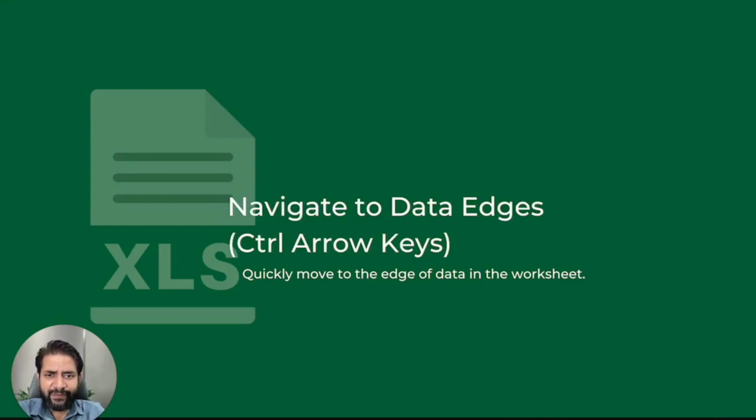The next shortcut that we will be seeing is to quickly move to the edges of the data in the worksheet using the shortcut key Control and the arrow keys. The arrow keys determine which direction you want to move. So it takes you to the edge of your data table. If you are at the top left corner of the data and you want to come to the bottommost, you hit Control and a down arrow and that takes you to the edge of the table. Similarly, if you click a right arrow, it takes you to the rightmost edge of the table.